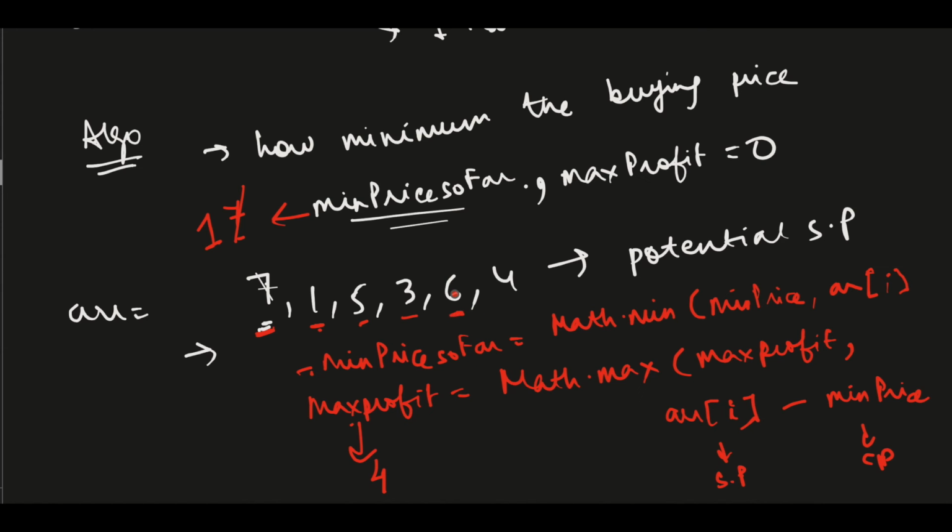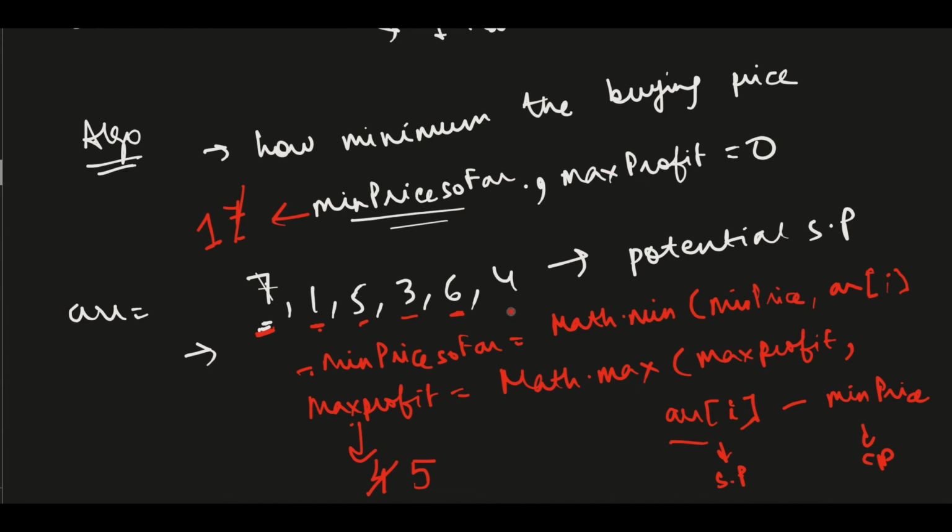Now I'll come to 6. Again, min price so far will remain unchanged because 6 is greater. Max profit, in this case, will be 6 minus 1. 6 is the current element, min price was 1. 6 minus 1 is 5. So 5 is greater than 4. So now my max profit changes to 5. So in this way, we are maximizing the profit.